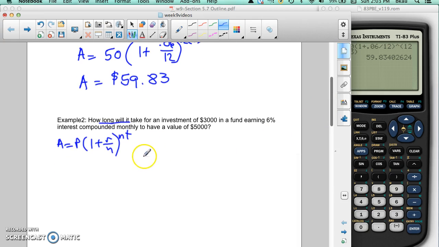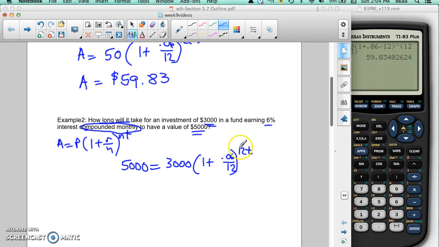So when we write that out, we're going to have our future value, $5,000. We're going to have our present value, $3,000. We're going to have our interest rate, 6% again. We're going to have how many times it compounds, compounding monthly, so that's going to be 12. And we're going to end up with 12 times t here, because that's where we don't know the value of the time. So everything is in the formula except time, and that's what we want to find out here.